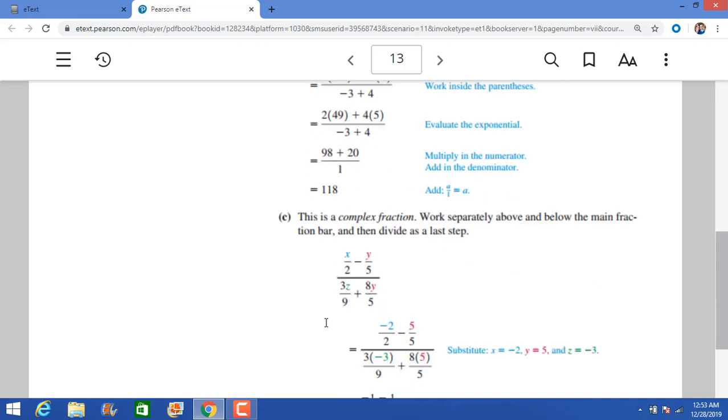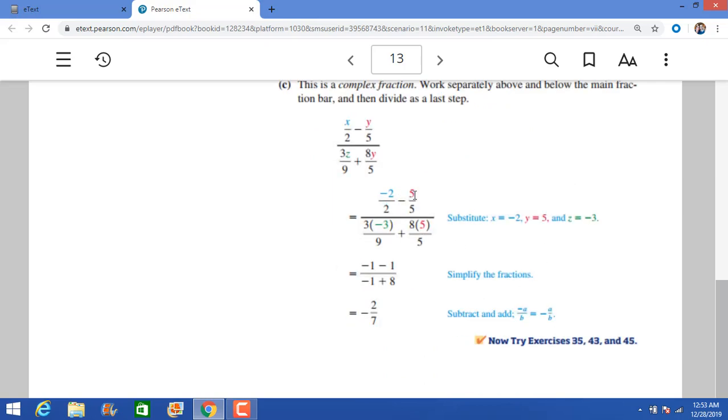Now, in this complex fraction here, we're going to work separately in the top and the bottom. But we've got fractions here. So we're going to treat the top and the bottom separately, and then we're going to divide as the last step. Now if we plug in the x, y, and z, we get this. So this gives us -1, and this gives us 1. So we get -1 minus 1, which is -2.